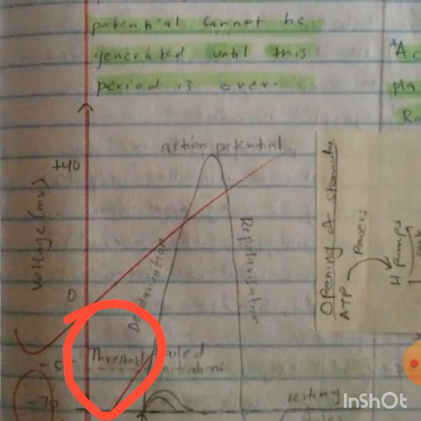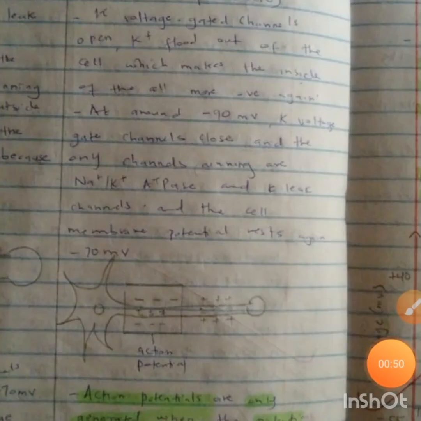The sodium voltage-gated channels will open. And what will it do? The sodium gates will open, and sodium ions will flow in. They're going to get inside. That's why we see it's becoming more positive.